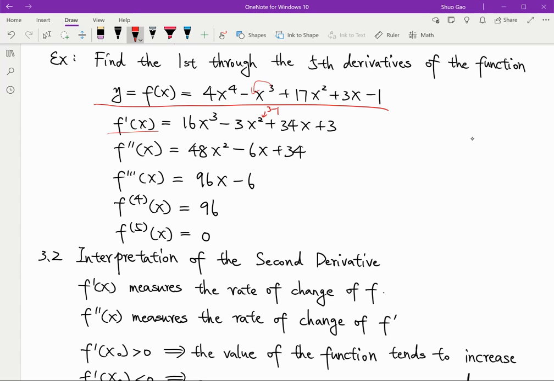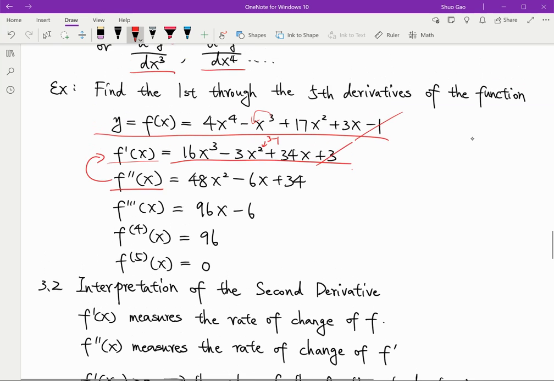And then we can get rid of this constant term when we take the derivative. So that's our first derivative. And for the second derivative, that's f double prime x, we take the derivative of f prime x. Right, so that is to take the derivative of this function. So that's 48 times x squared minus 6x, and then plus 34. And then again, we get rid of this constant term.